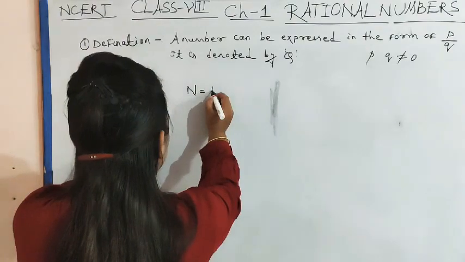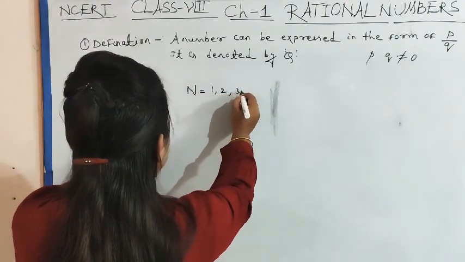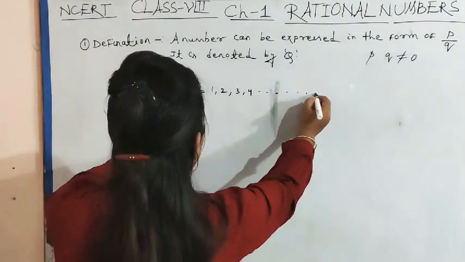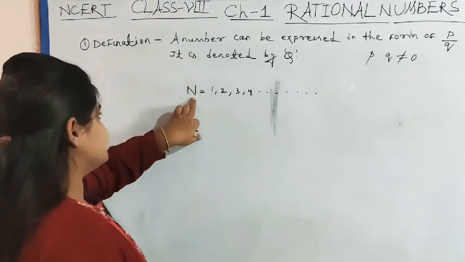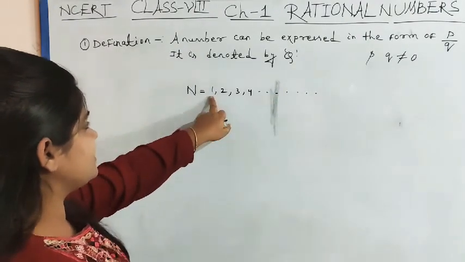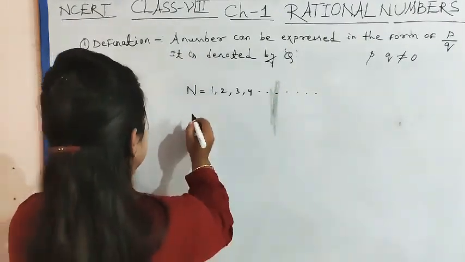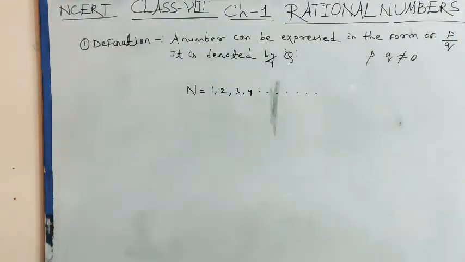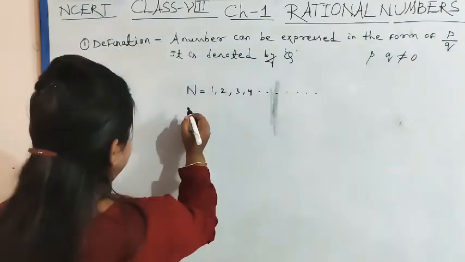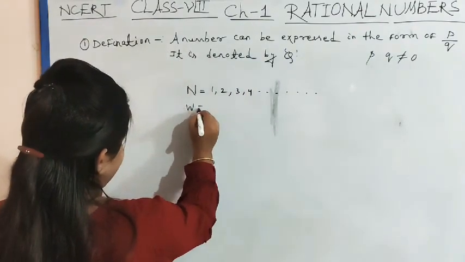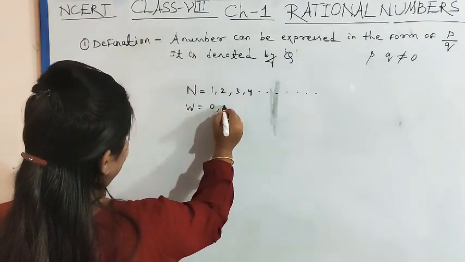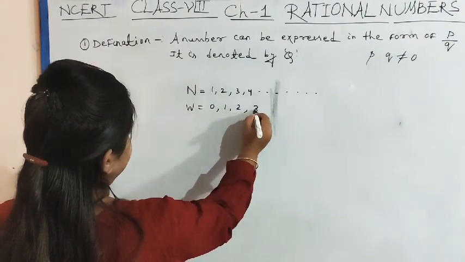All counting numbers are natural numbers: 1, 2, 3, 4. The symbol N is for natural number, that is counting number. Next is whole number. 0 along with all counting numbers are whole numbers.